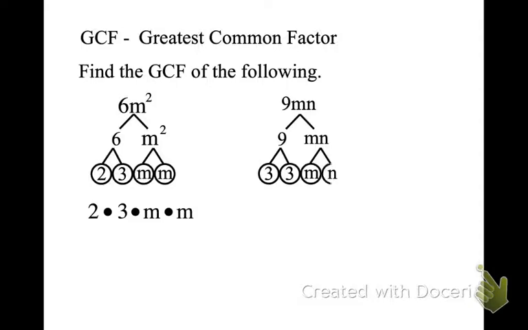Now let's look for what they have in common, the greatest common divider. We can find a pair of 3's. So numerically it's a 3, and then we have a pair of m's. And that, my friends, is our greatest common divider, greatest common factor. I can pull a 3 and I can pull an m out of both.